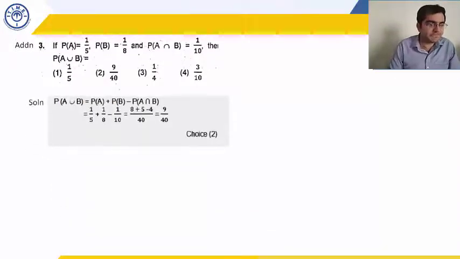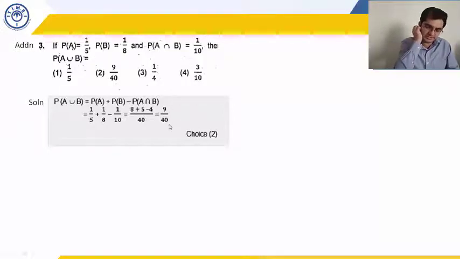Okay, let's look at this. So you will use the formula P of A plus P of B minus P of A intersection B. 1 by 5 plus 1 by 8 minus 1 by 10. Solve the fraction. Denominator becomes LCM, that is 40. So you get 8 plus 5 minus 4, and that is 13 minus 4, 9. 9 by 40 will be your answer.